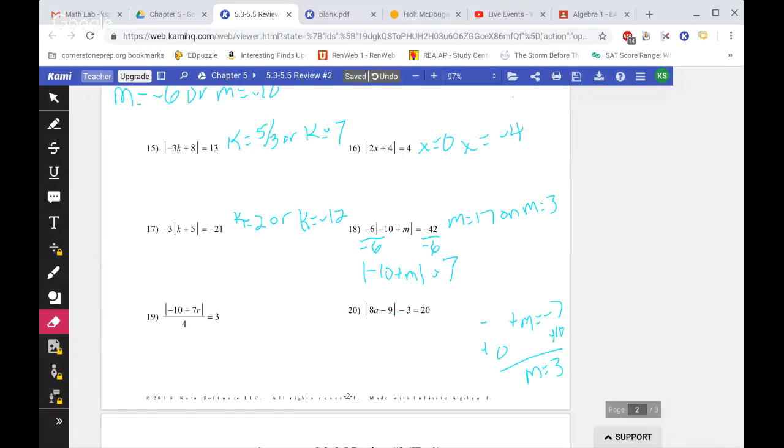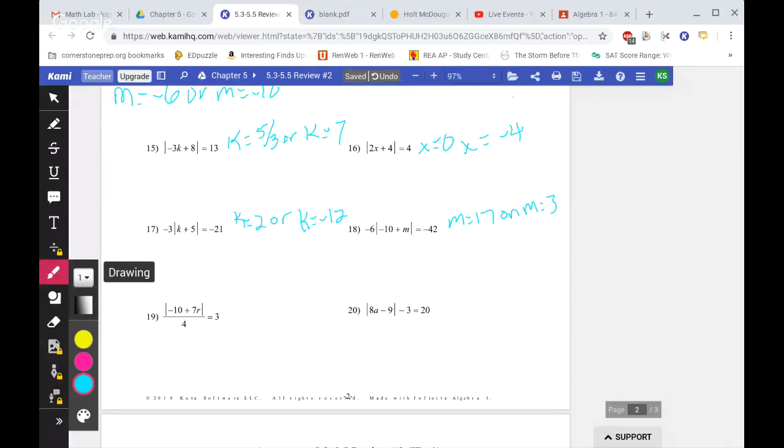I'm going to erase this part so we can do that. I'm going to have you guys help walk me through number 19. I think Mary Faith says we're going to multiply both sides by 4 so we can get those absolute value bars all by themselves, and she's absolutely correct. So now we have 12 on this side, and over here we've got the absolute value of -10 plus 7r equals 12.